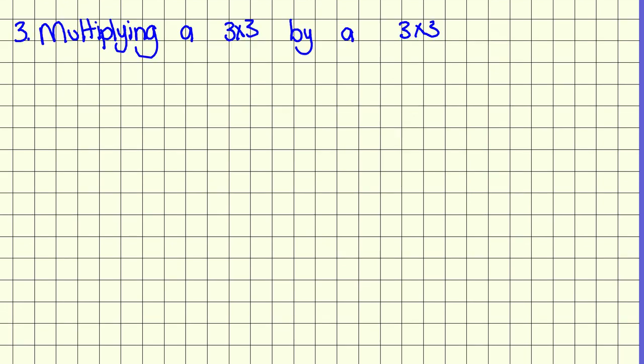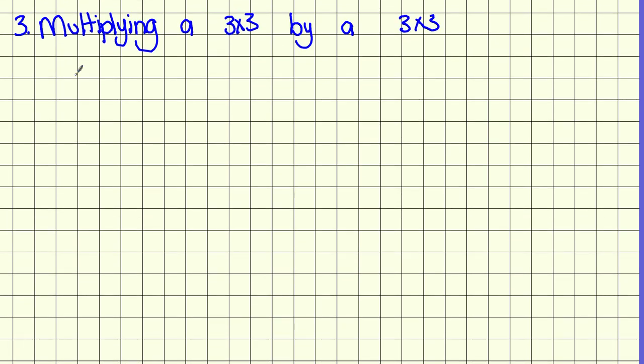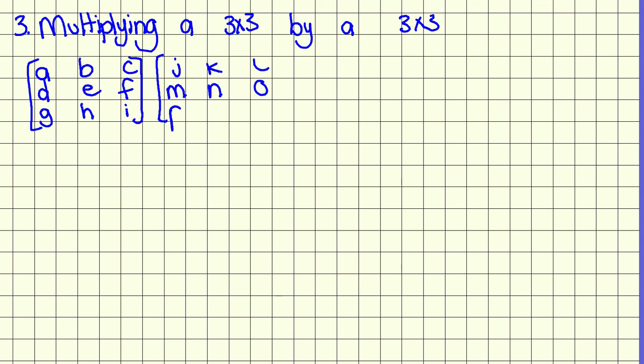So I'm just going to make up the two matrices here. So a 3 by 3, so let's just call it A, B, C, D, E, F, G, H, I. And then your other one is just going to be J, K, L, M, N, O, P, Q. Okay, so what I'm going to do is the same rules. Okay, right, use your two fingers for this.